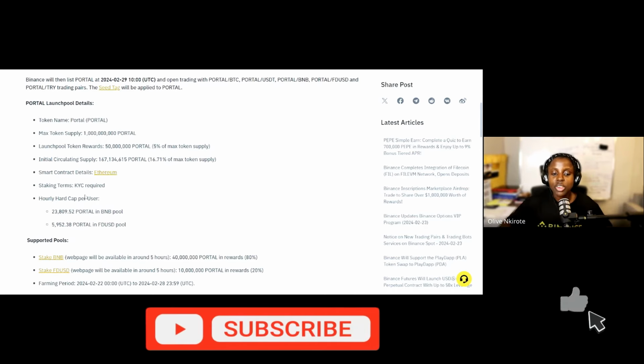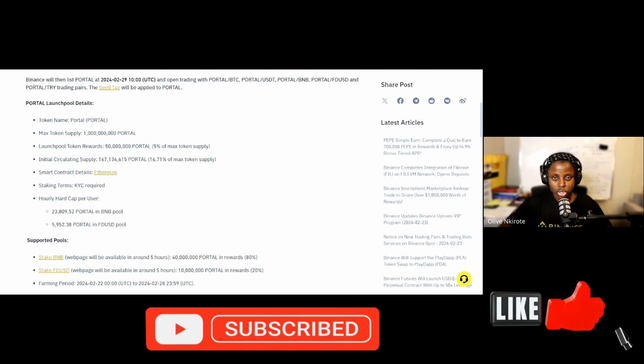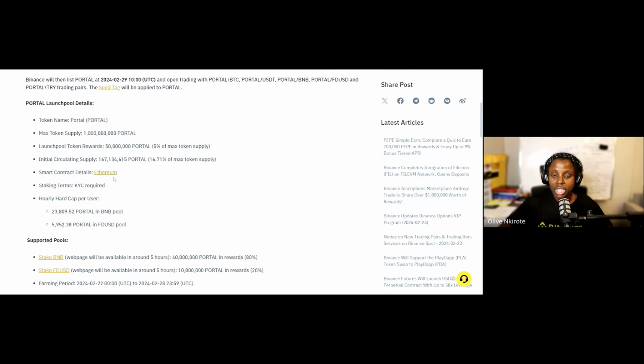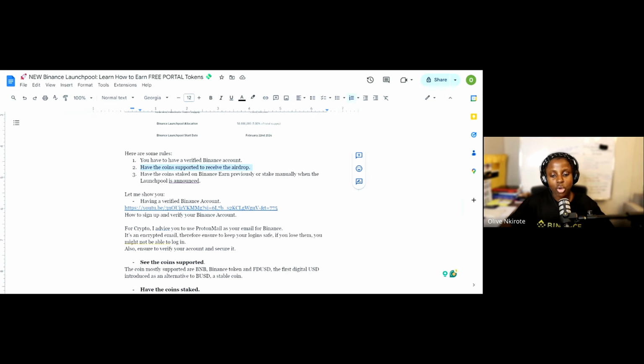So the launch pool is giving you details of what is being launched. The token has been built on top of the Ethereum blockchain. This is one of the rules for you to participate in a Launchpool: you need to have verified your account. You have to have the coins supported to receive the airdrop. To be considered as part of the Launchpool giveaway, you need to actually invest in crypto, and it's rewarding people who've invested on their platform and particularly in their token.